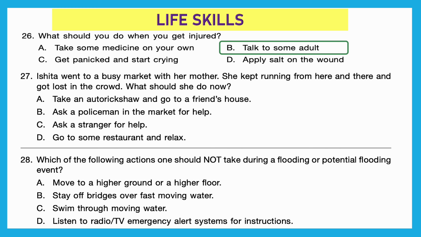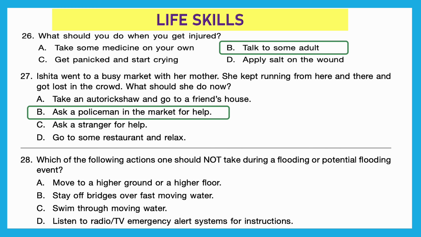Question 27. Ishita went to a busy market with her mother. She kept running from here and there and got lost in the crowd. What should she do now? Take an auto rickshaw and go to a friend's house? Ask a policeman in the market for help? Ask a stranger for help? Go to some restaurant and relax? Here the right action should be option B. Ask a policeman in the market for help.